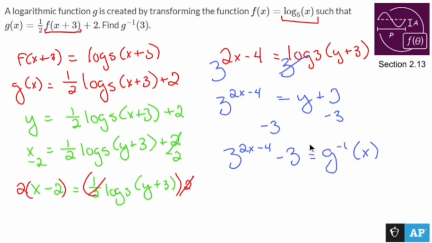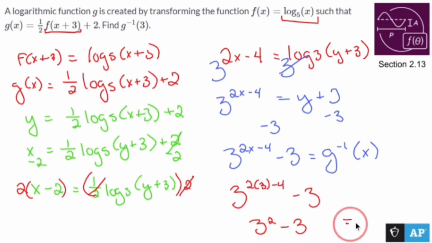Because what I have to do now is take the 3 that I'm given here and plug that 3 in. So that is going to be 3 to the 2 times 3 minus 4 minus 3. 2 times 3 is 6. 6 minus 4 is 2. 3 squared minus 3 is 9 minus 3, 6. So after all of that, it's a pretty gross problem, but we did it.